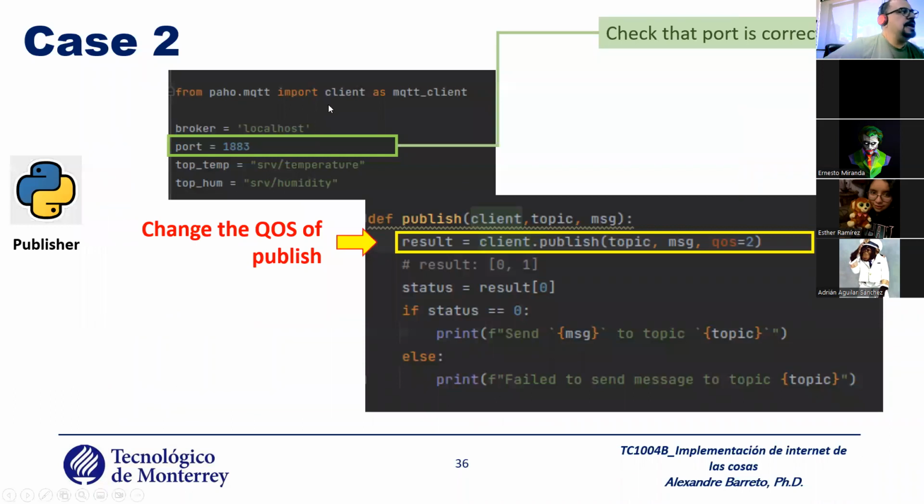In the client, it's exactly the same. The only thing that you need to remember, the publisher needs to run on 183. And in the line where you publish, remember in the last example we defined the method with only the topic and message. Now I define the QoS as 2, to improve the assurance that this message will be received at the final destination.